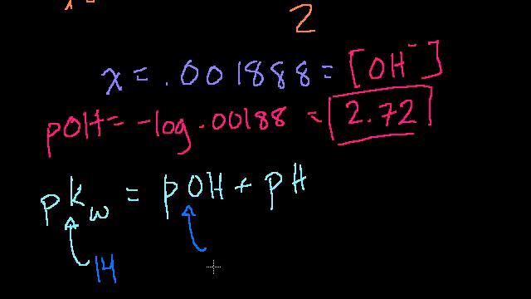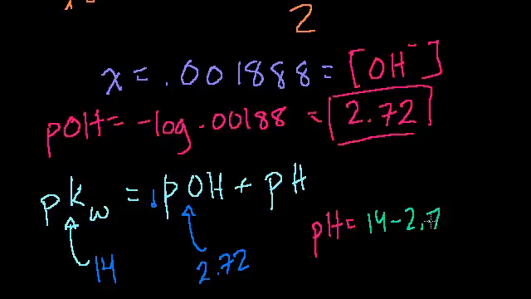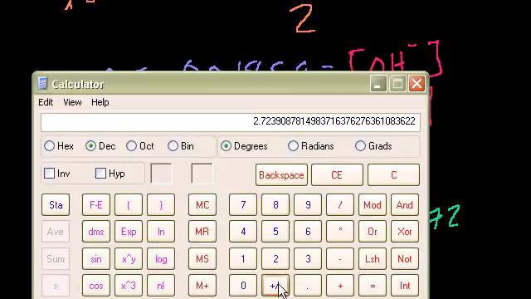But now we know we have a much higher concentration of OH, 2.72. Remember that minus log kind of flips it. So a lower pOH means a higher concentration of OH, right? And a lower pOH means your pH is higher. I don't want to confuse you too much. So what is your pH going to be? Your pH is going to be equal to 14 minus 2.72, which is 11.3.